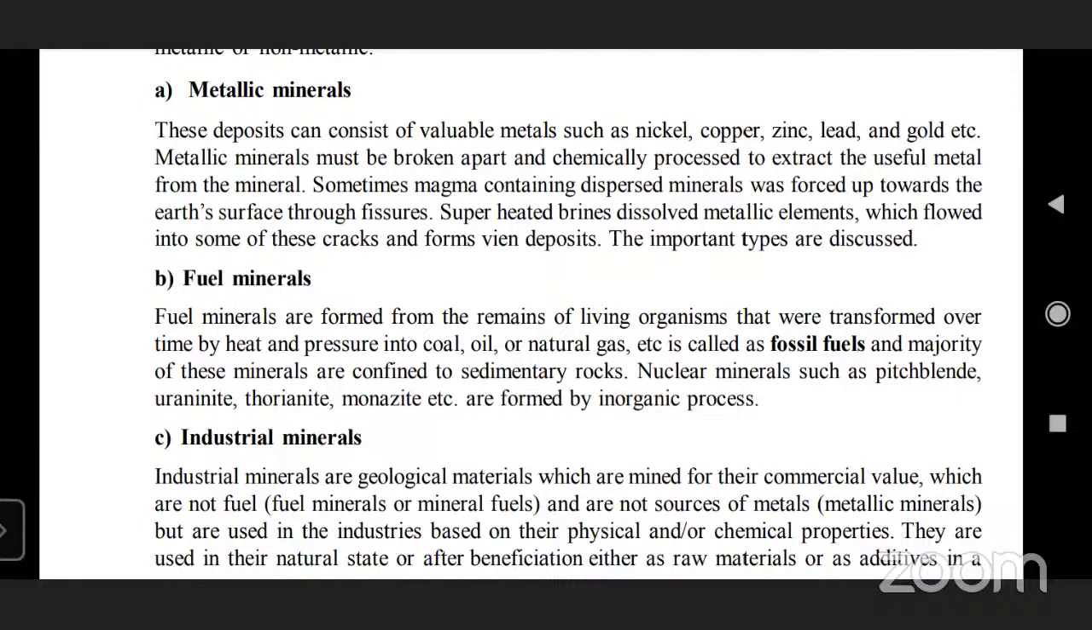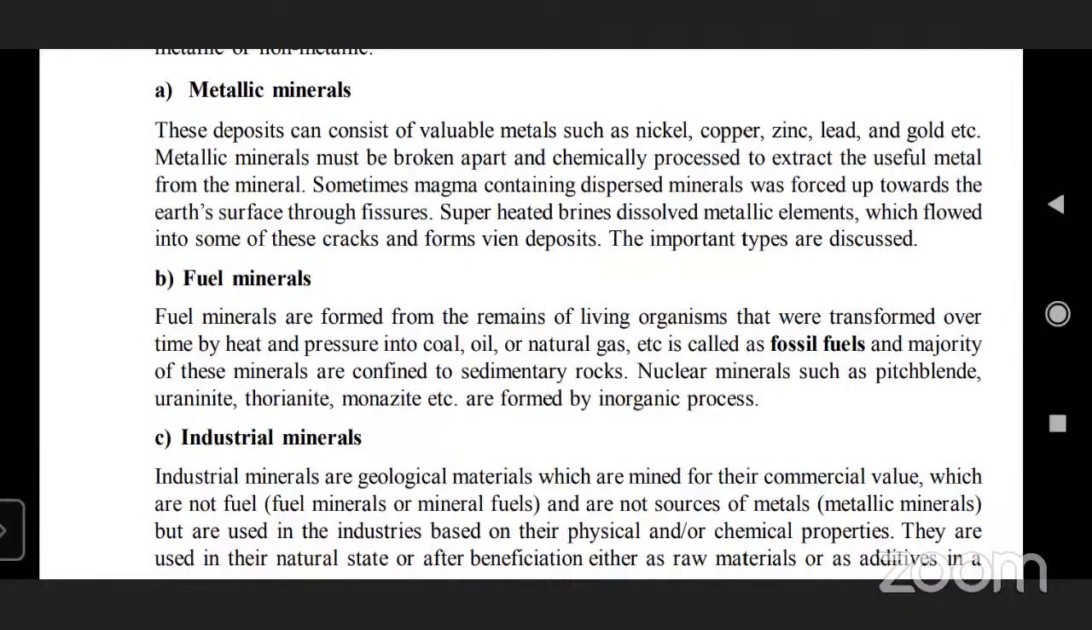When the living organisms die, they decay, and then they transform over time by heat and pressure into coal. So these remains of plant and animal organisms transform over a span of time by heat and pressure into coal, oil, meaning petroleum, natural gas, etc., which are all called fossil fuels.